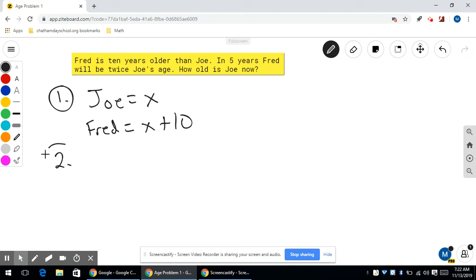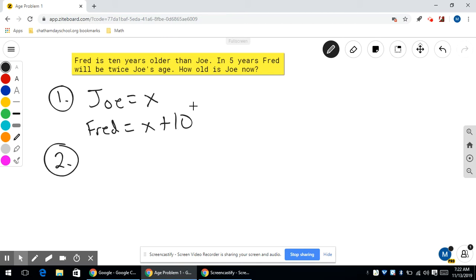So the next thing we want to do is focus on this part here. In 5 years, Fred will be twice Joe's age. So these are the present ages, and we want to figure out the future. Before I get into this, I do want to make this video a little bit more about the reason why we are doing this, right? Because I can go over 100 examples, but if we don't understand why we're doing what we're doing, it's going to make it more complicated.